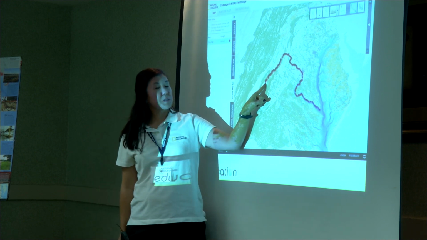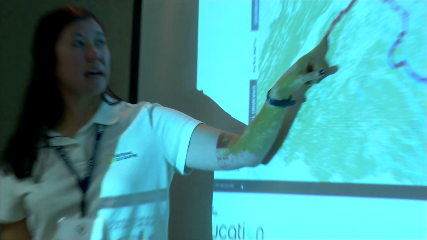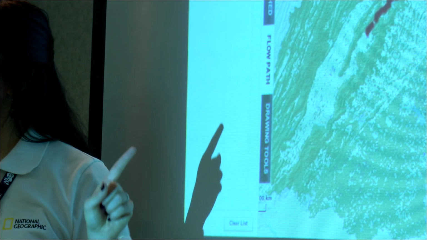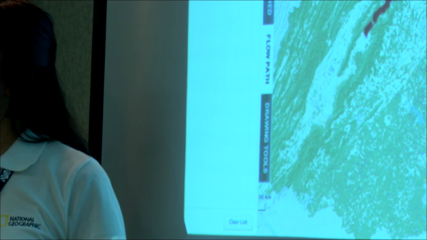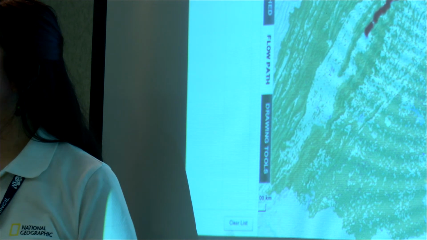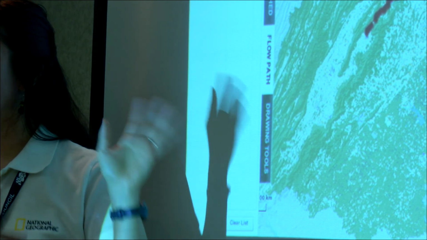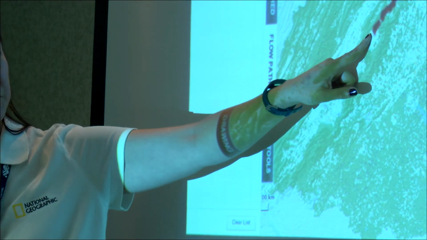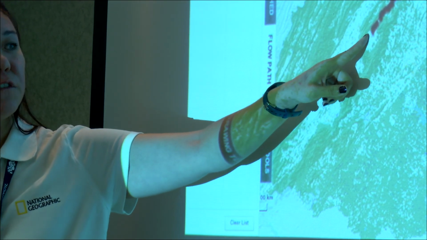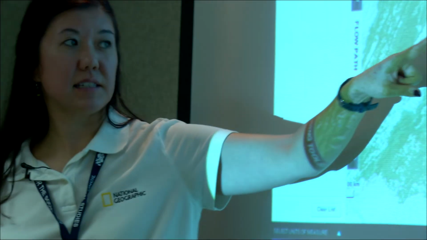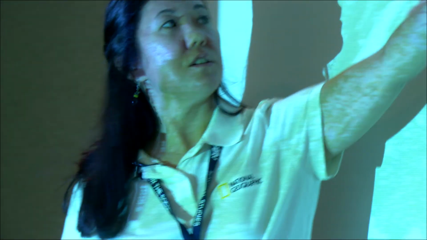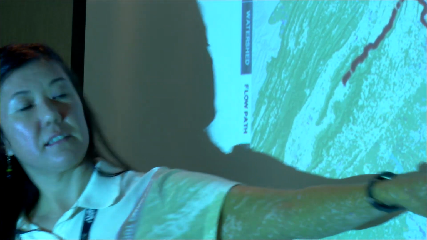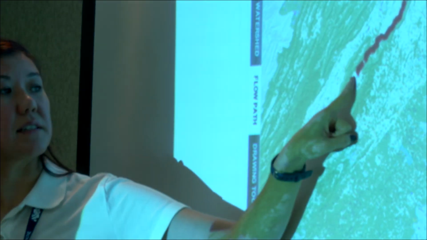I like this particular example because it shows that water can flow north. A lot of students have a hard time understanding. They know that water flows from high to low, but for some reason they think north is high and south is low. But that's not always the case. That's why I like this particular example. If you wanted to know the distance as the crow flies, you can use the measurement tool and have students measure from here to here.